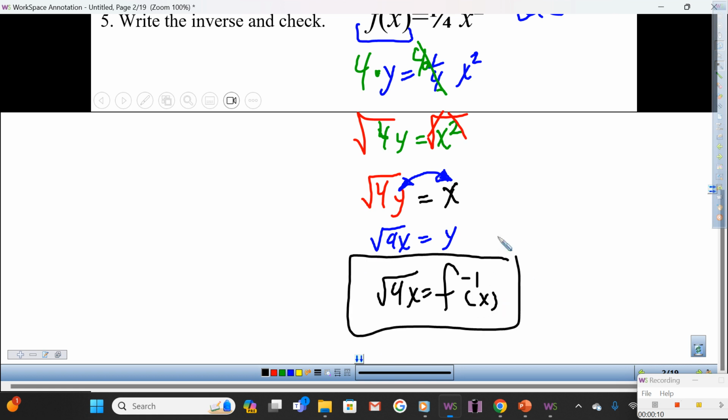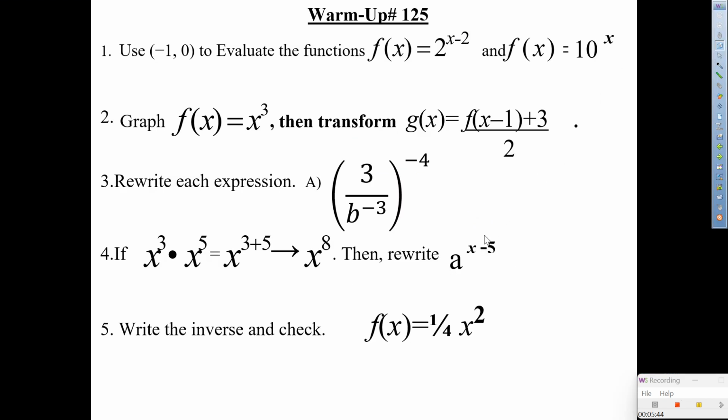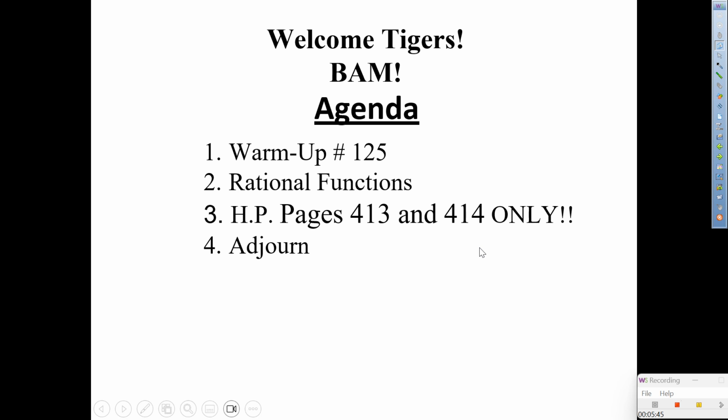Copy that, please. Make sure you have it. We're coming back to these again. And if you notice, now we're starting to do more with square roots. We're heading in that direction. All right, copy the agenda, please. Agenda, warm-up number 125, rational functions. I'm going to give you two play sheets. They're labeled 413, 414. I'm going to include them in the Nearpod code that I'm going to give you. It's only 4 problems, itty-bitty problems. You're like, oh, snap. Let's go.